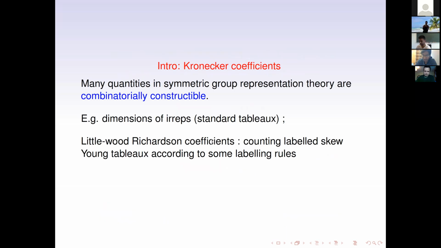So, many quantities in symmetric group representation theory. If you think about n objects and permutations of n objects, the symmetric group is Sn. Many quantities in the representation theory of Sn are constructible combinatorially. I'll explain what that means. For example, dimensions of irreducible representations or Littlewood Richardson coefficients are constructible combinatorially.